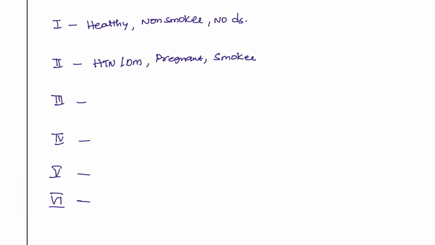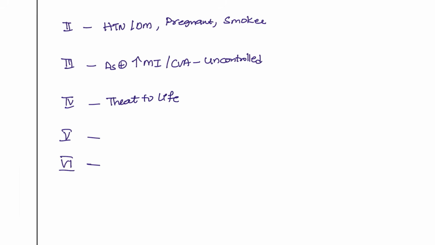Third category, the patient has diseases present, but along with the diseases, the patient is also at high risk of complications such as myocardial infarction or cerebrovascular diseases. So the patient has uncontrolled conditions. Complications are seen. Next, the fourth one is always that the patient has a threat to life. Anytime the patient has a threat to life, that is the fourth one.